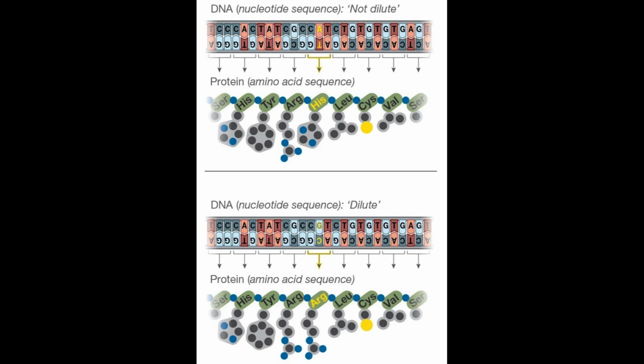The not dilute allele codes for the normal version of SLC45A2. While we don't know exactly how it works, SLC45A2 is a regulator of melanin synthesis in many animals. The dilute allele has a small DNA change that causes a change of one amino acid building block in the protein it codes for. The one amino acid difference changes how the protein functions, making it less able to do its job.